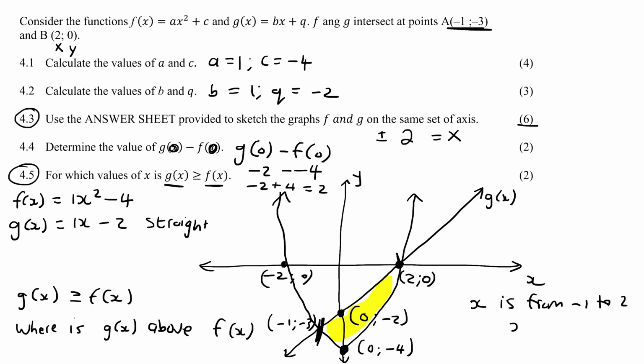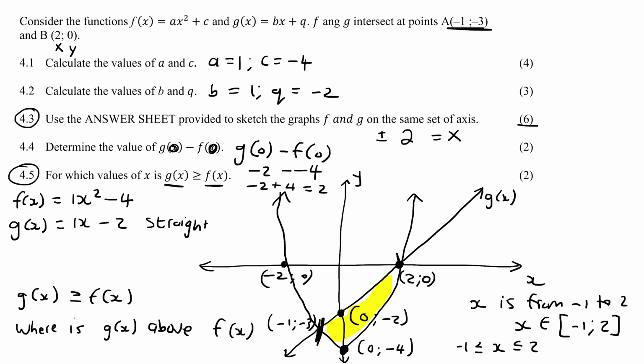So you could either use interval notation, where you would say x is an element going from minus 1 up to 2. I'm using square brackets because they are including. And if you wanted to use the other method, you could say x is bigger than or equal to minus 1 and smaller than or equal to 2.